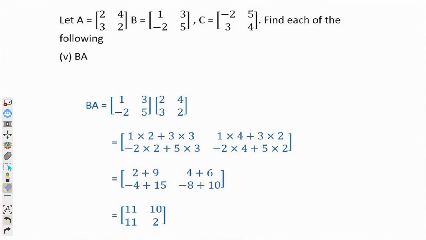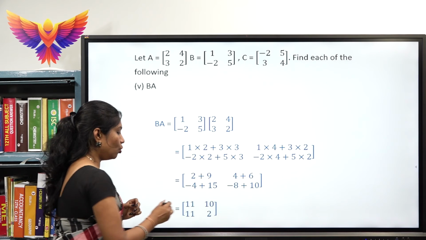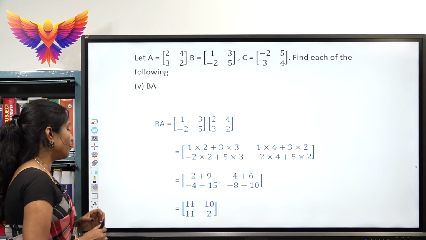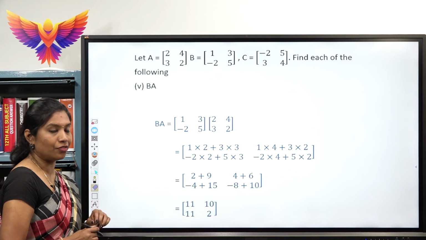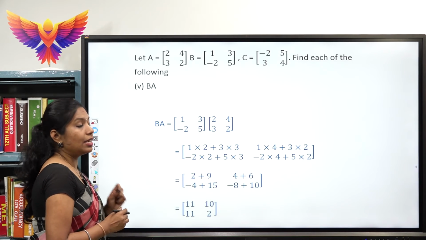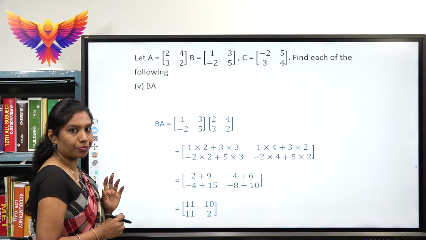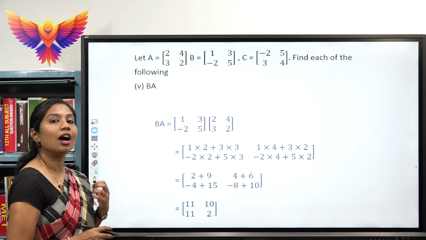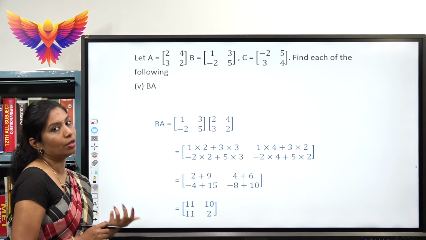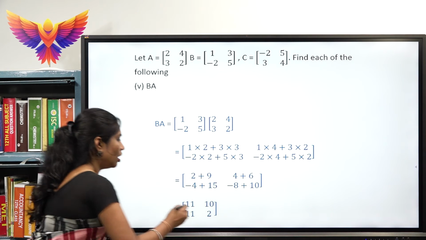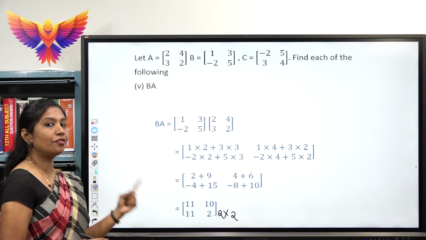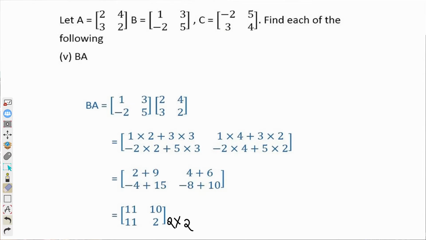So, finally, when I add up the elements, I get the matrix: 9 plus 2, which is 11, and 4 plus 6, which is 10, and again minus 4 plus 15, which is 11, and 10 minus 8, which is 2. So, this is the final matrix that we get after multiplying matrix B with matrix A, which is again a 2 cross 2 matrix. So, it satisfies the condition of a matrix of order m cross n.